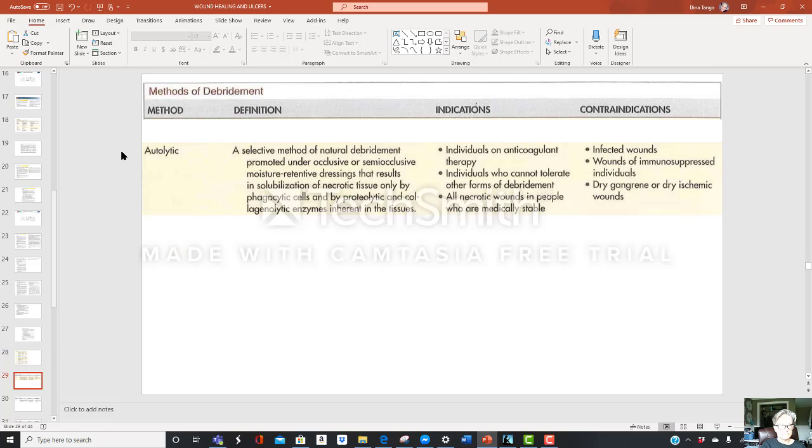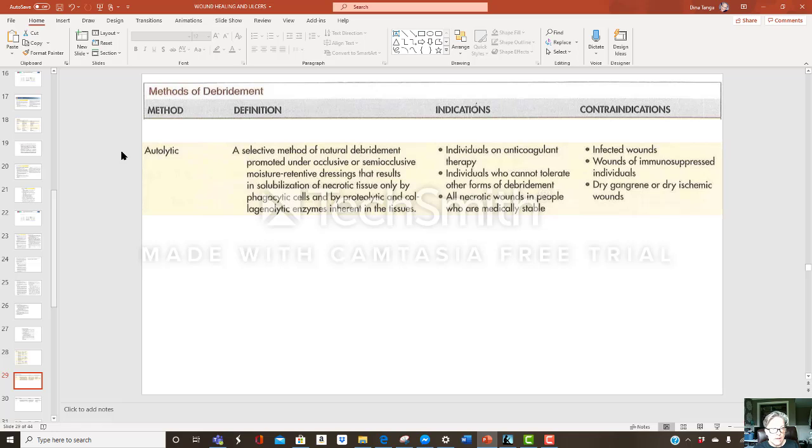Methods of debridement. The method is autolytic, a selective method of natural debridement promoted under occlusive or semi-occlusive moisture-retentive dressings that results in solubilization of necrotic tissue only by phagocytic cells and by proteolytic and collagenolytic enzymes inherent in the tissues.